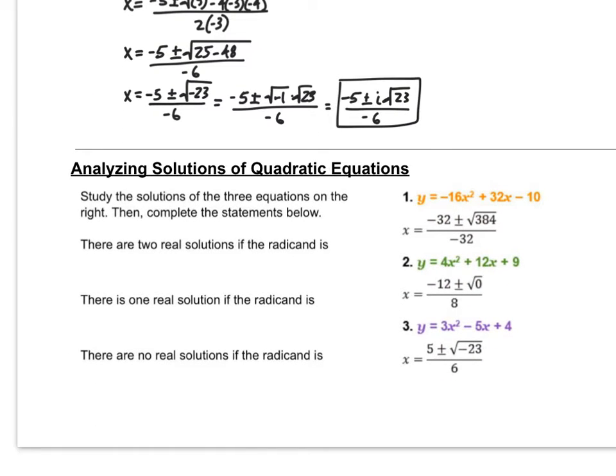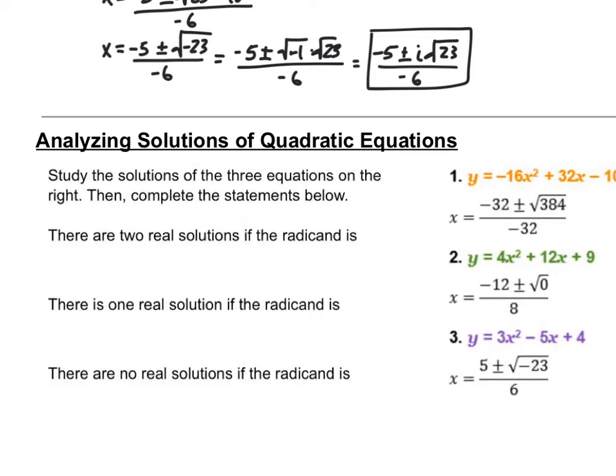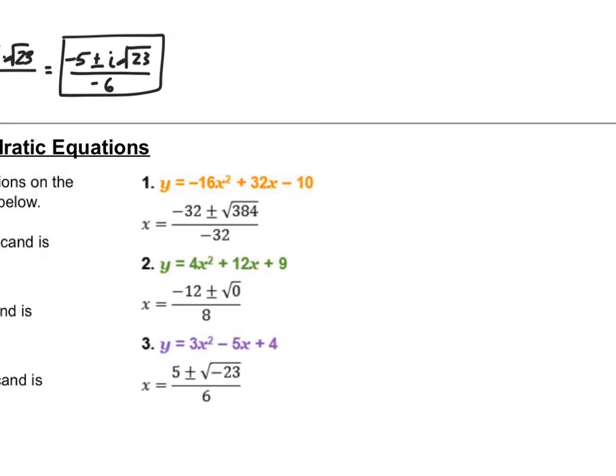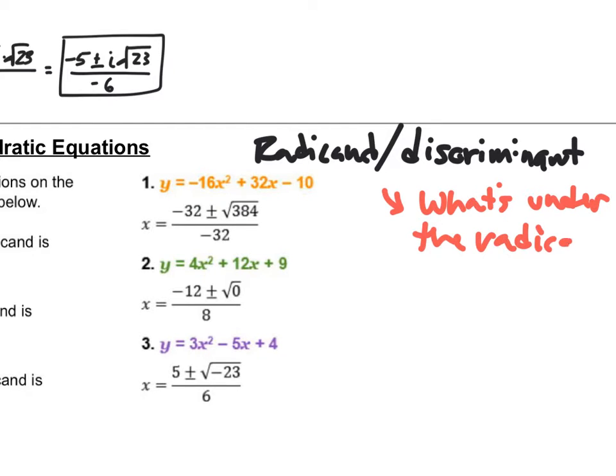So what I know about this is we have to look at what's called the radicand. We actually call it the discriminant. So the radicand, slash the discriminant, is what's under the radical sign.